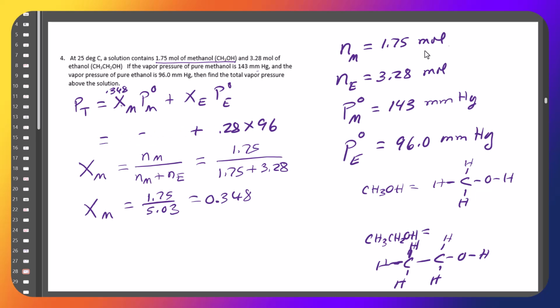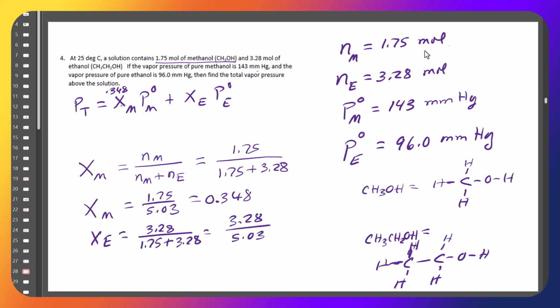So I'll erase this here. We could compute the mole fraction of the ethanol by doing this. But remember, it's easier to get it through subtraction. You can always get the last mole fraction by subtraction. Since mole fractions add to 1, X_M plus X_E is 1. X_E then is 1 minus X_M. 1 minus 0.348 is 0.652. Okay? So that's probably a little bit faster to compute that last mole fraction by subtraction instead of going through the more tedious fractional calculation.